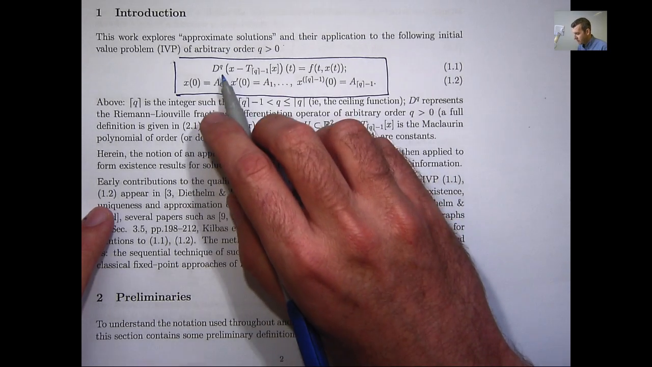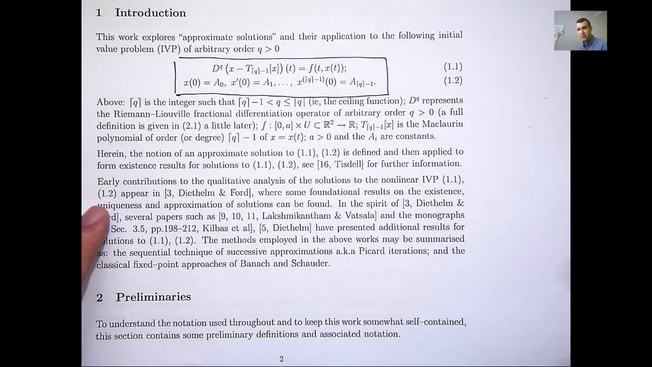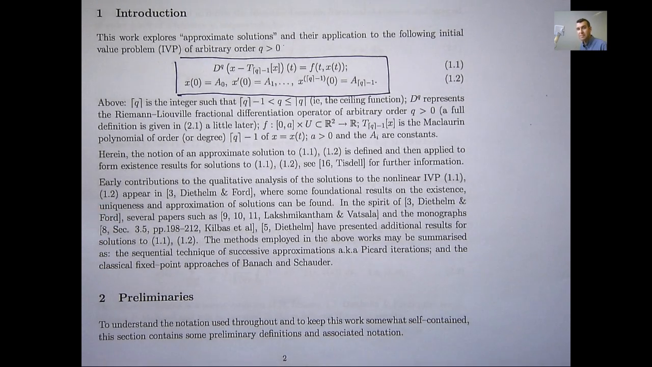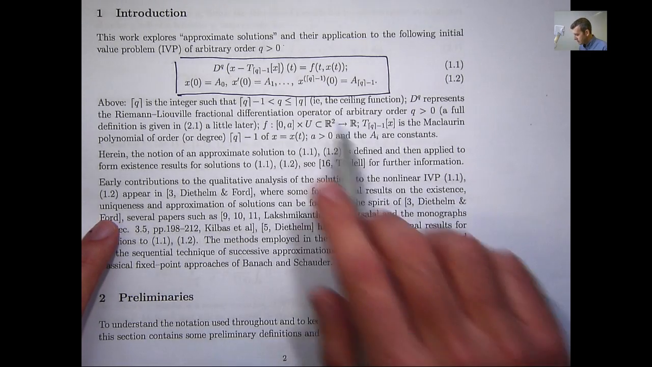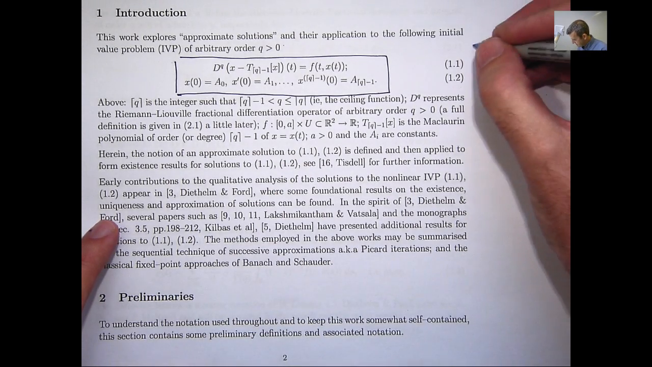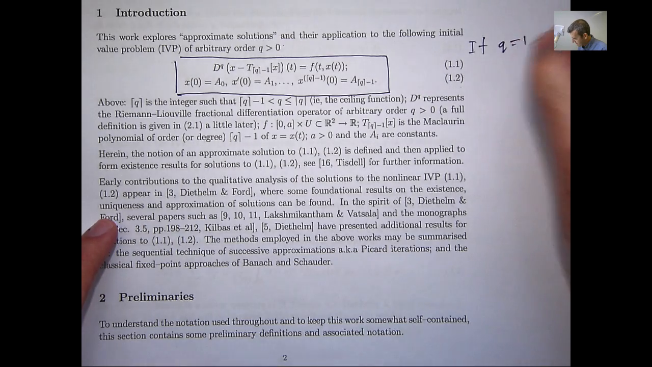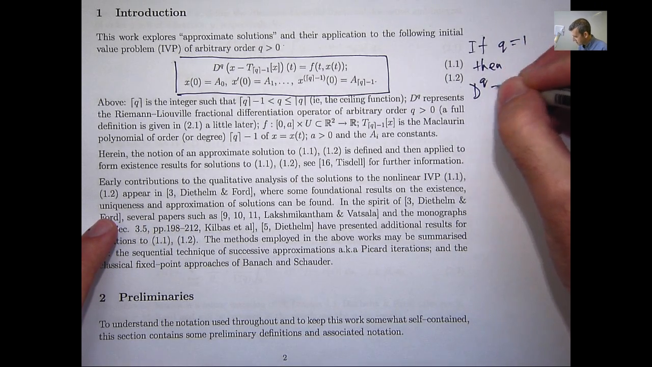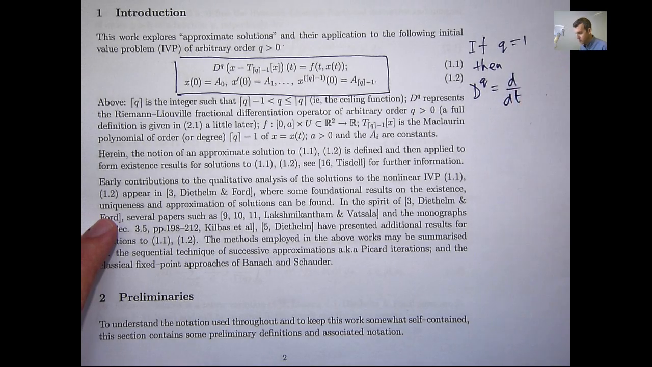Now, I know the font may be quite small here, so if you're watching this presentation online, please make sure you're viewing it in the high definition category. Okay, well, if q equals 1, then D^q is just the regular differential operator from a first course in calculus.